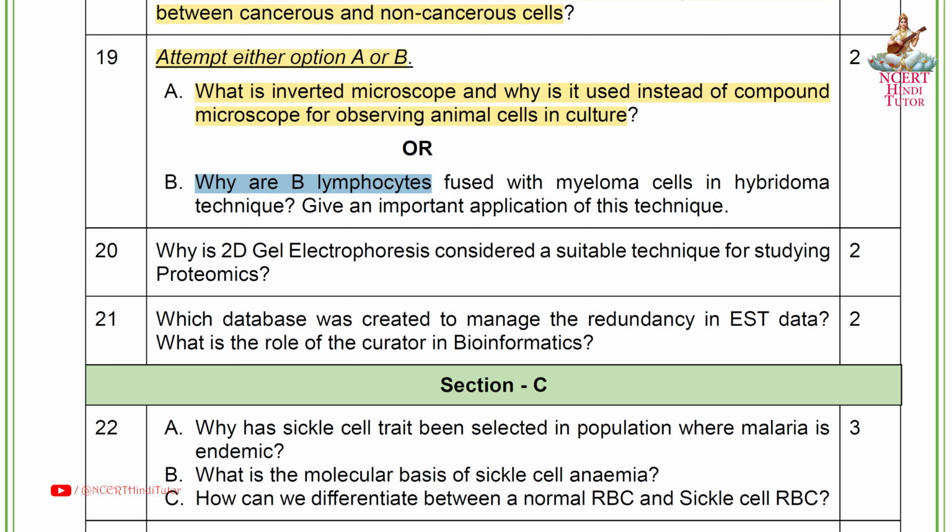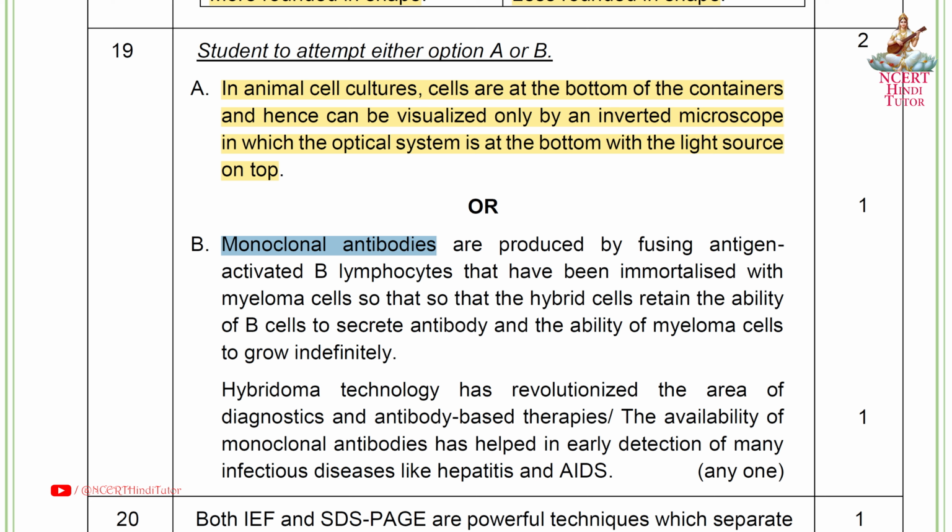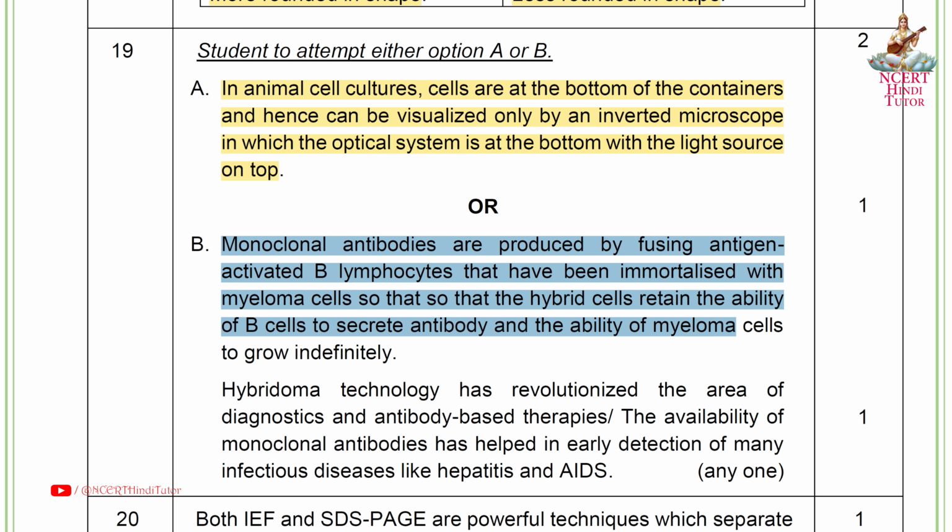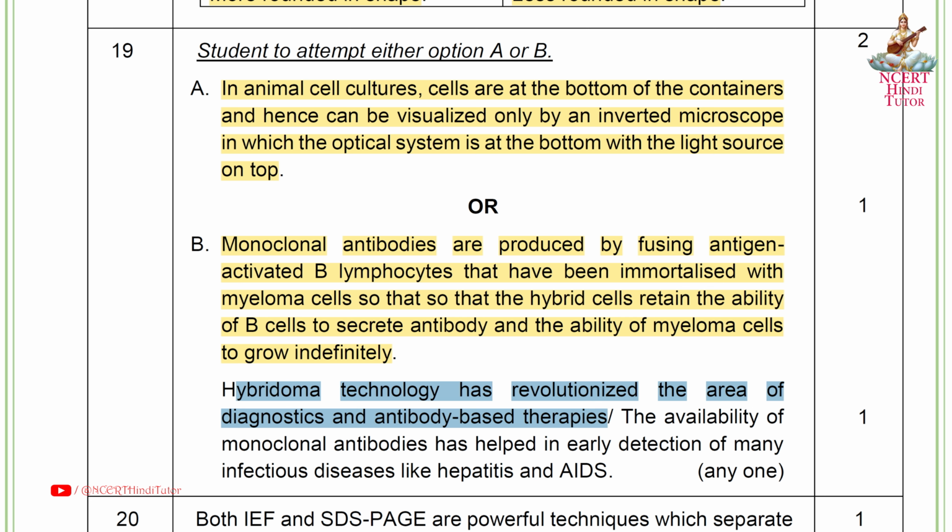B. Why are B lymphocytes fused with myeloma cells in hybridoma technique? Give an important application of this technique. Answer: monoclonal antibodies are produced by fusing antigen activated B lymphocytes that have been immortalized with myeloma cells so that the hybrid cells retain the ability of B cells to secrete antibody and the ability of myeloma cells to grow indefinitely. Hybridoma technology has revolutionized the area of diagnostics and antibody based therapies.